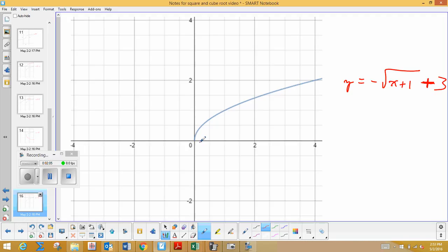So if I move it to the left 1, and then up 3, 1, 2, 3. Whoops, this is 3. Sorry, there's my point here. So I'm following this point over 1 and up 3. And then the negative is going to mean that it doesn't open that way, it opens down. So there. That's the graph I'm looking for. So pause and absorb that.